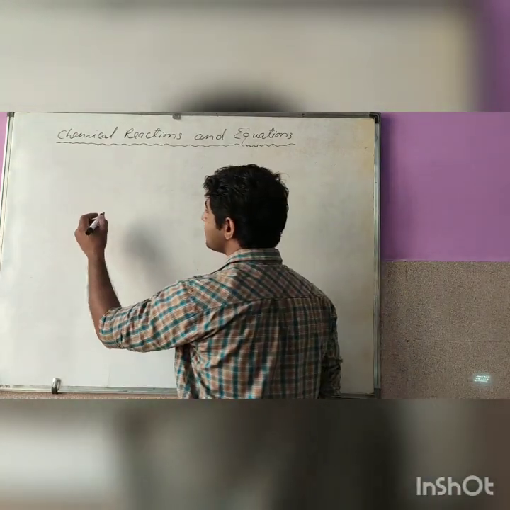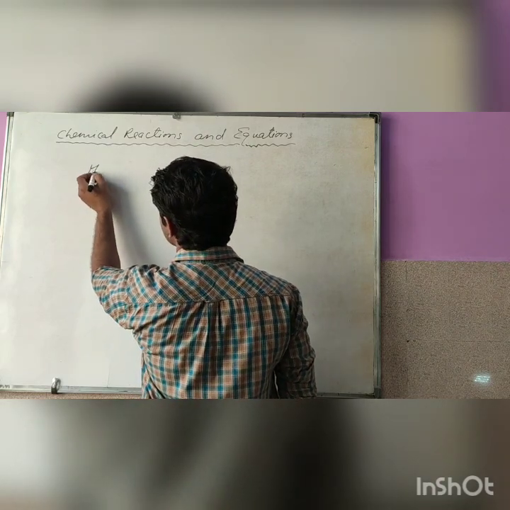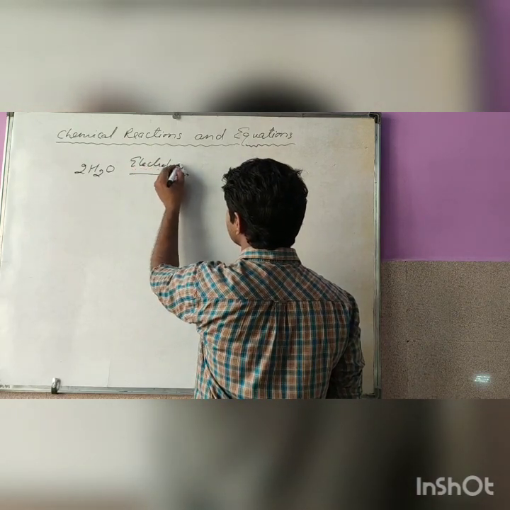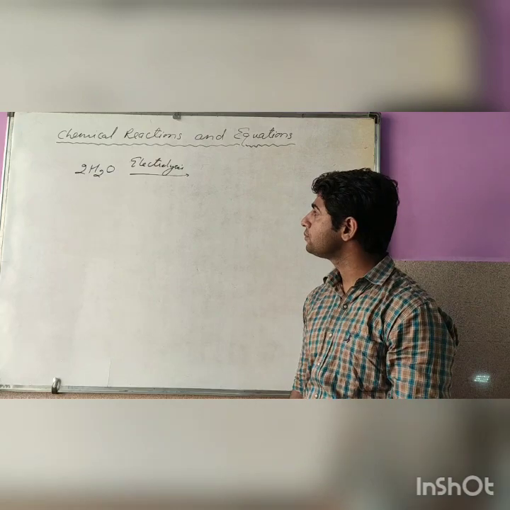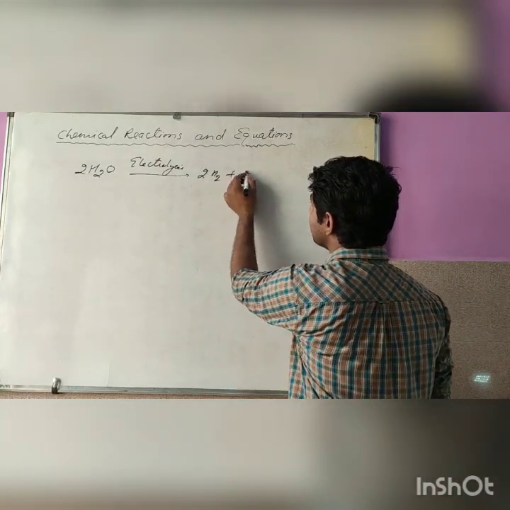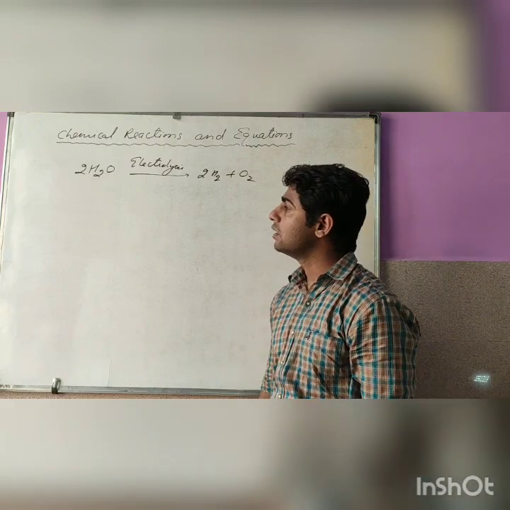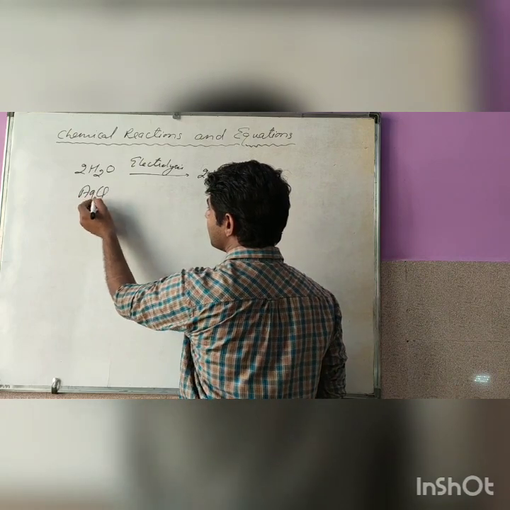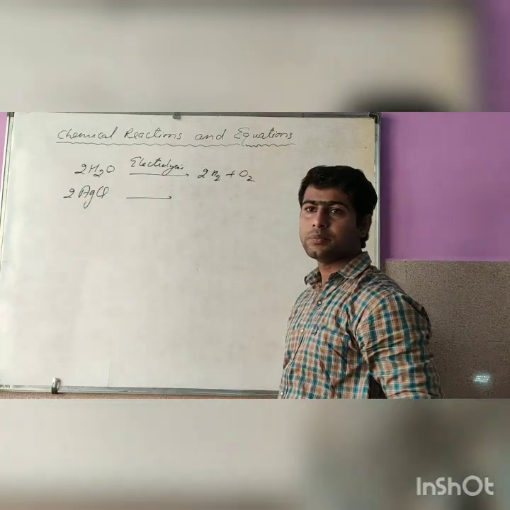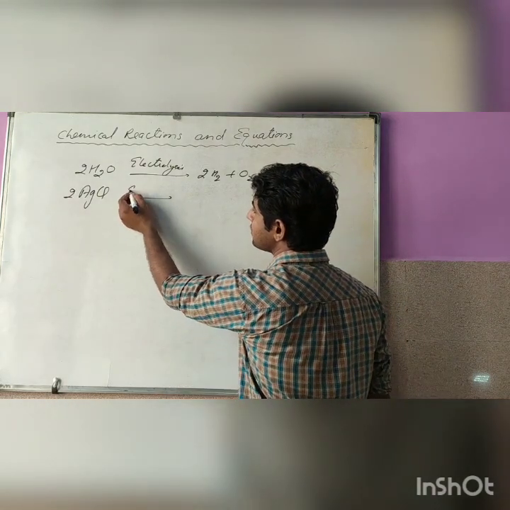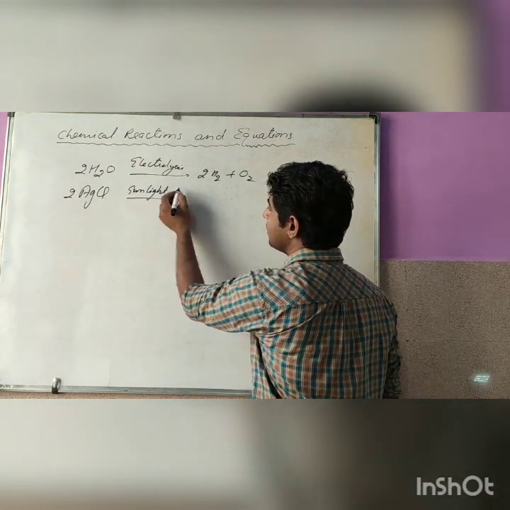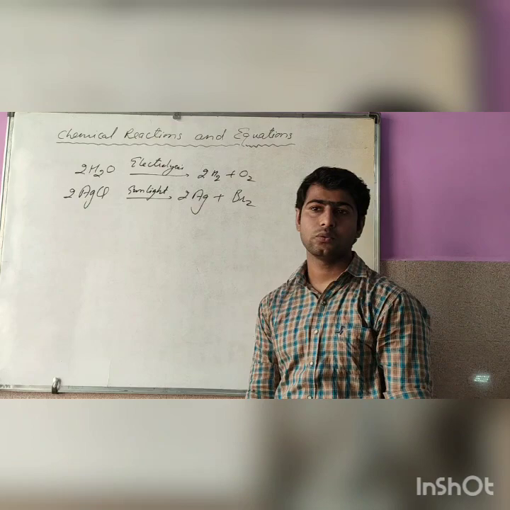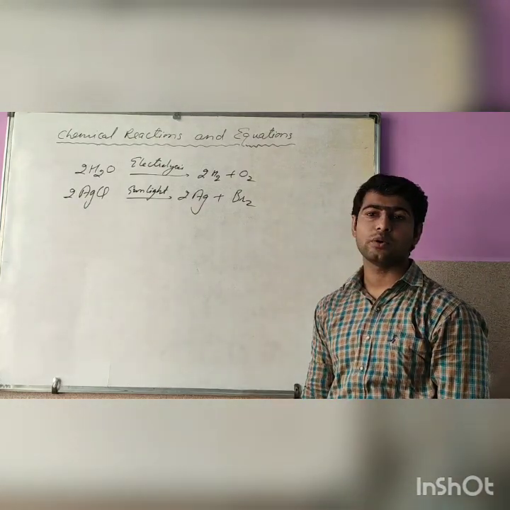Next example of decomposition reaction is electrolysis of water. On electrolysis of water, we get hydrogen gas and oxygen gas. And one more important example of decomposition reaction is AgCl. In the presence of sunlight, it will decompose to give Ag plus Cl. So these are the four examples of decomposition reaction.